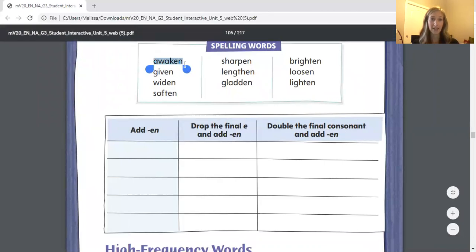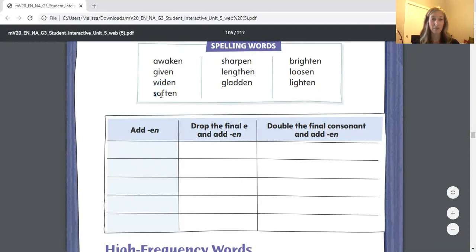The word awaken, the root word is awake. So that word ends in the letter E. So all we have to do is drop that E and add en. You should write the word awake in this second column. Our next word is given, but the root word is give. It has a final E. You drop that E and add en. That's the same with the word widen. You drop your E and add EN. Our base word was wide. Go ahead and write widen in the same column.